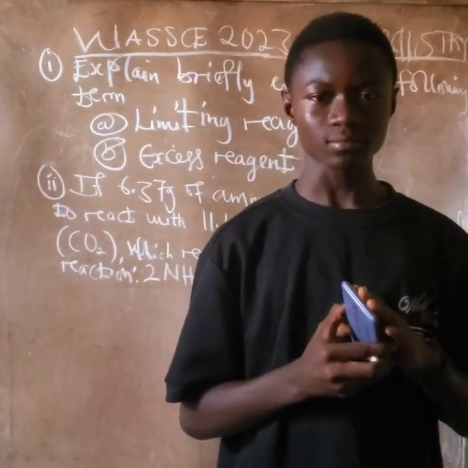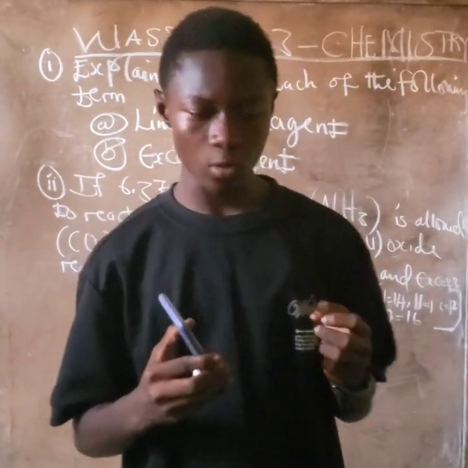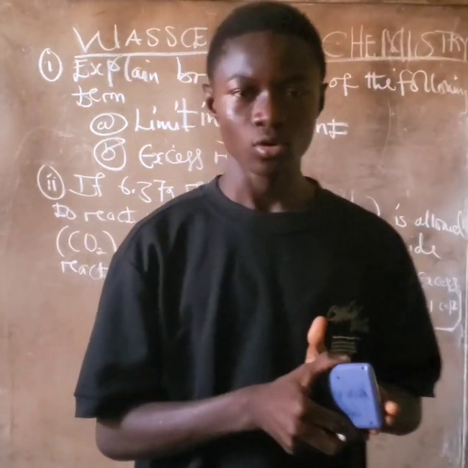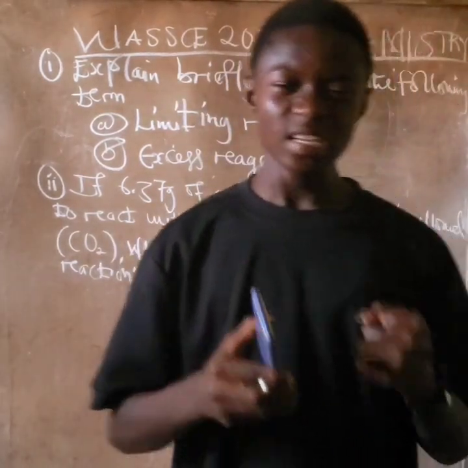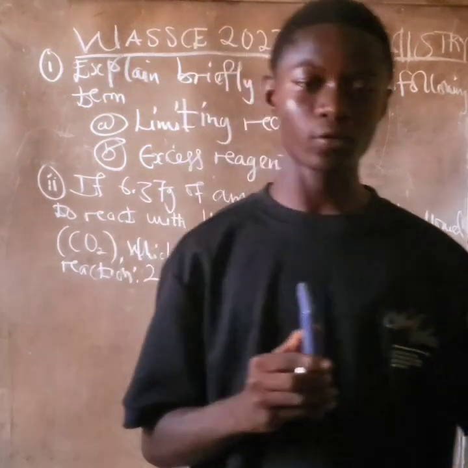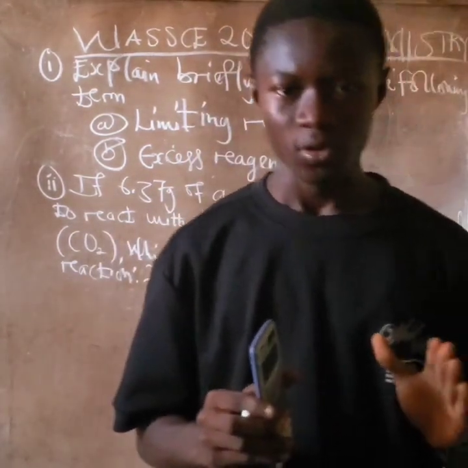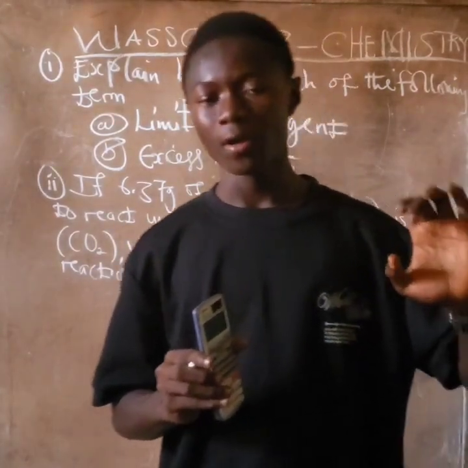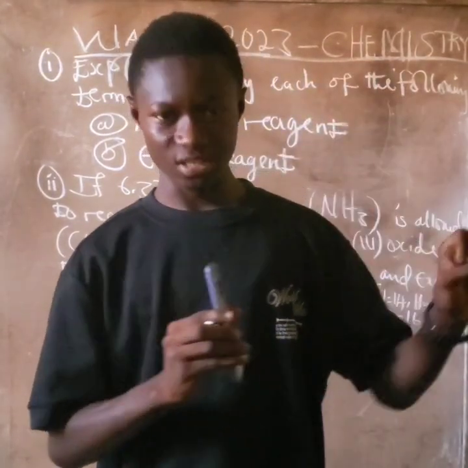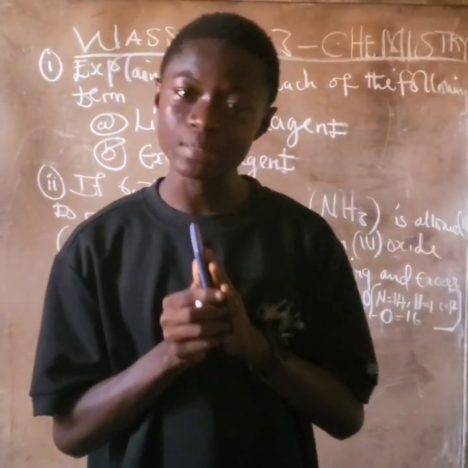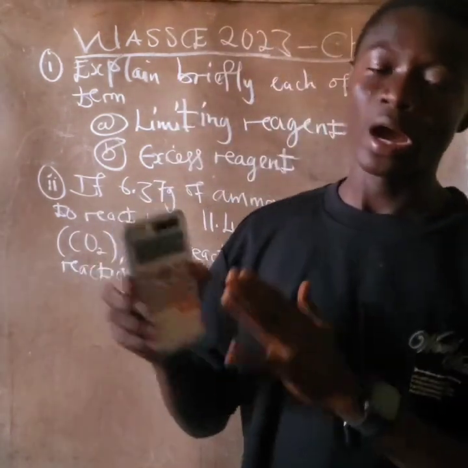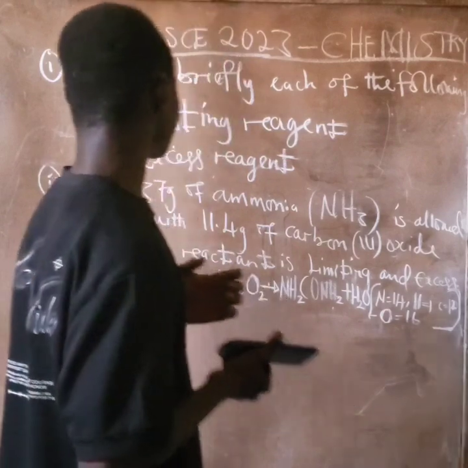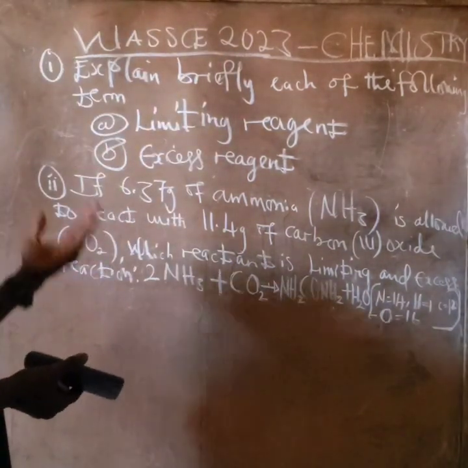For instance, an engineer was provided 100 bags of cement to construct a bridge. Upon constructing the bridge, the engineer only used 50 bags of cement. Therefore, the bags of cement that the engineer used are called the limiting reagent, whilst the bags of cement that are left unused are called the excess reagent. So this is how we explain limiting and excess reagent.